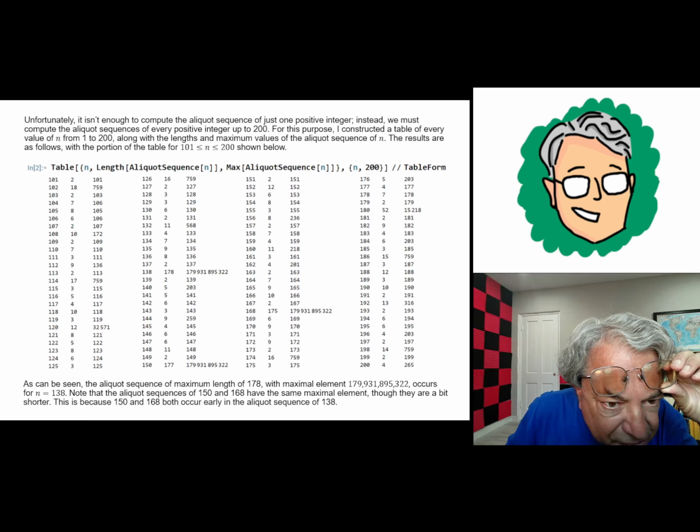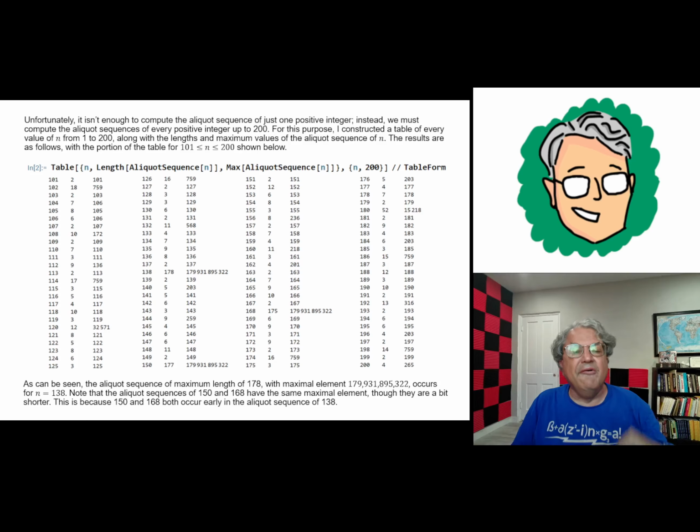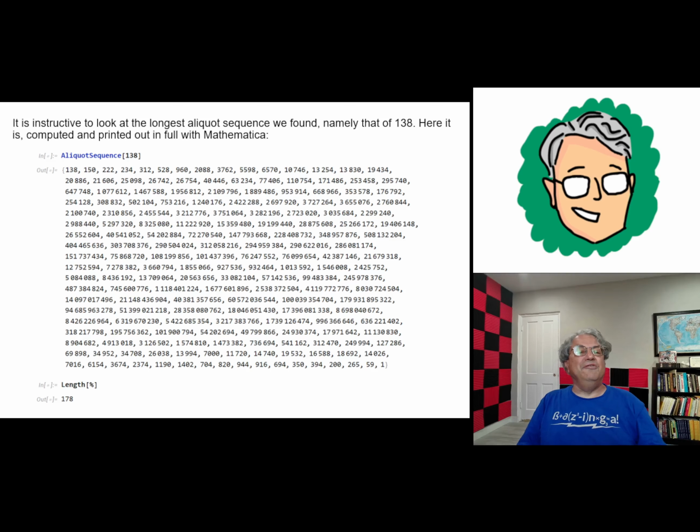I can't even read that number. It's in the billions. It's about 179 billion. I can't read it, unfortunately, but it's a very, very large number. And anyway, that's the longest Aliquot sequence you get. And if you want to see it written out in full, here it is. I showed that on the cover slide.